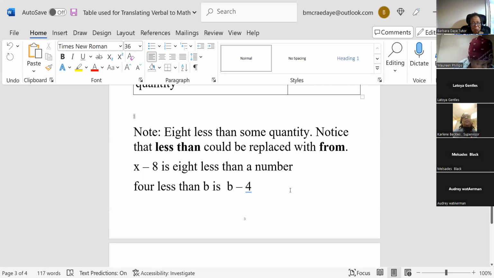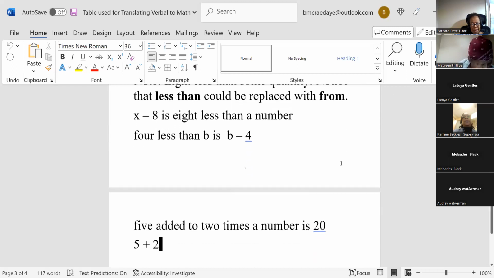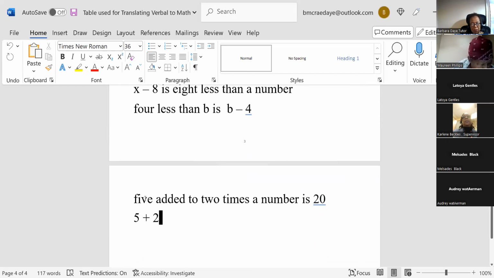And that means you're subtracting from. The less than means subtract from, okay? Now, we're working on this one: 5 added to 2 times a number.